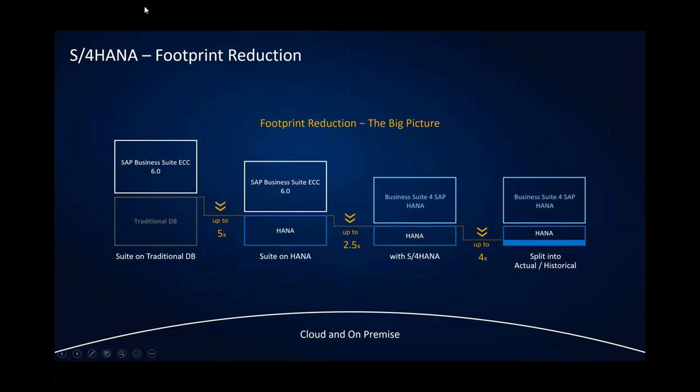Now look at the database. This is ECC 6.0, working on the traditional database, meaning Oracle in most cases. And you have a traditional database, which is Oracle. And if you move your ECC 6.0 now onto HANA, so this is HANA, then what happens? So we basically bring ECC 6.0 onto the HANA database. So up to 5x, look here, footprint reduction.